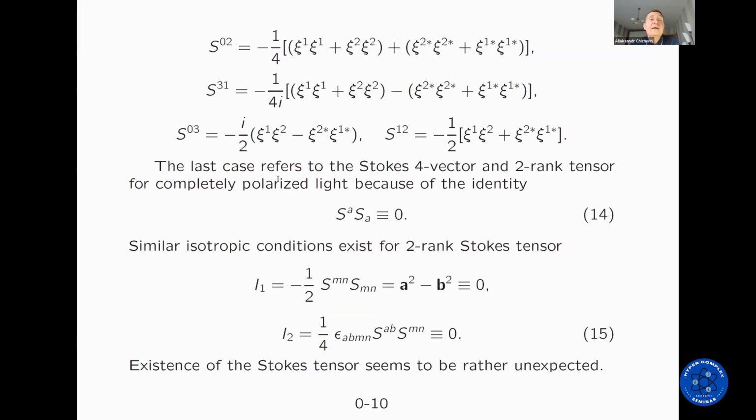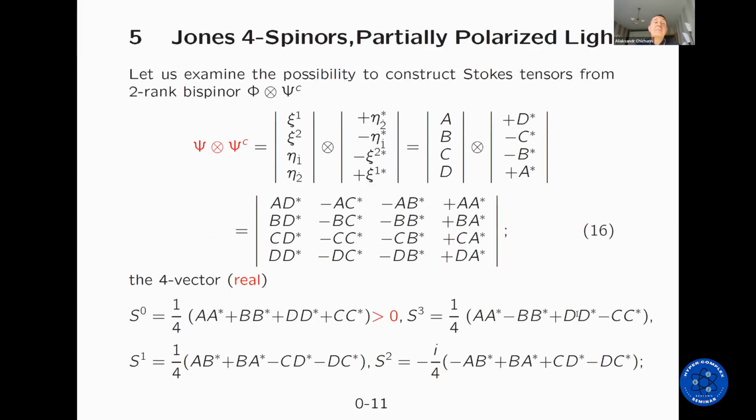The last case refers to the Stokes vector and two-rank tensor for completely polarized light, because the identity 14 holds. Similar isotropic conditions exist for the two-rank Stokes tensor in the form 15. The existence of the Stokes tensor seems to be rather unexpected, and now we can examine our calculations.